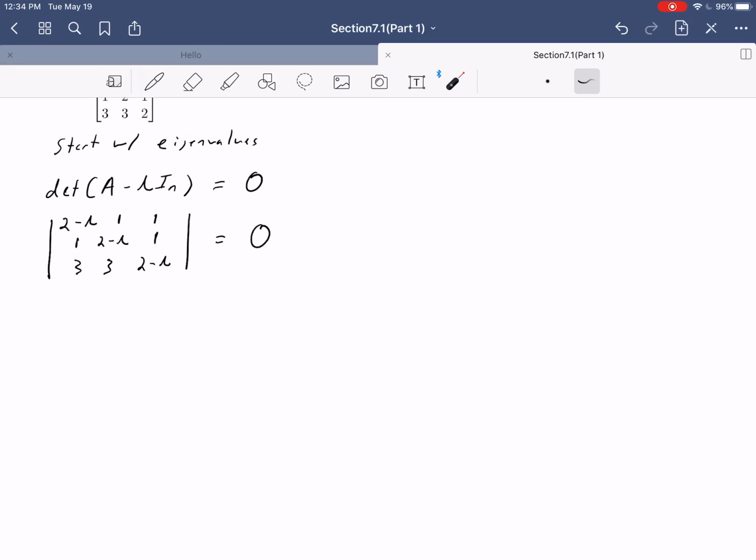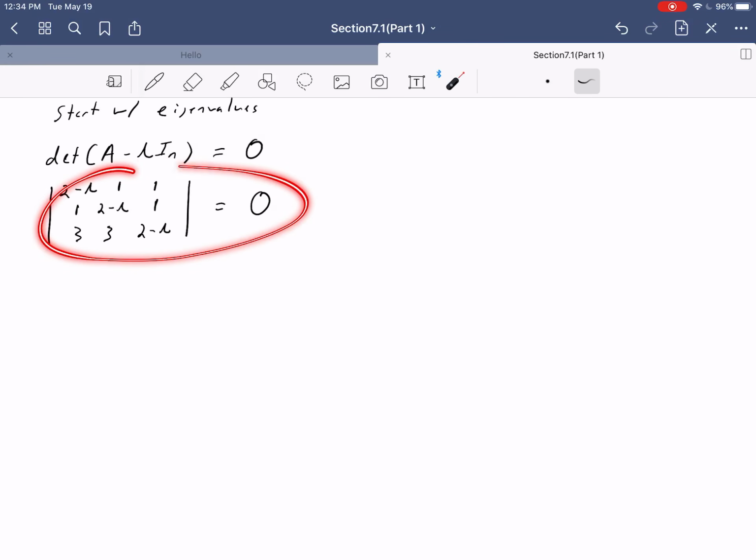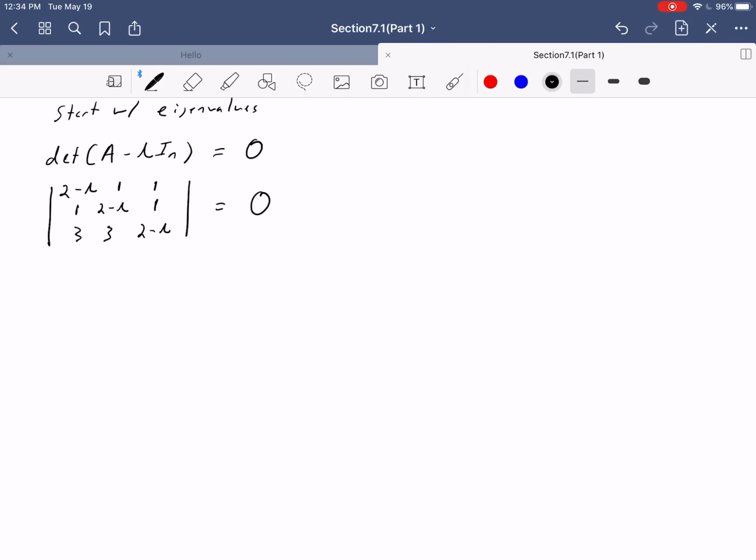I would be careful with row operations because if you start to do row operations, you're going to have to do them with these lambdas in there, and it can make things pretty messy. I'll just jump right in and go straight to the cofactor expansion. So I'm going to cofactor expand along the top here.